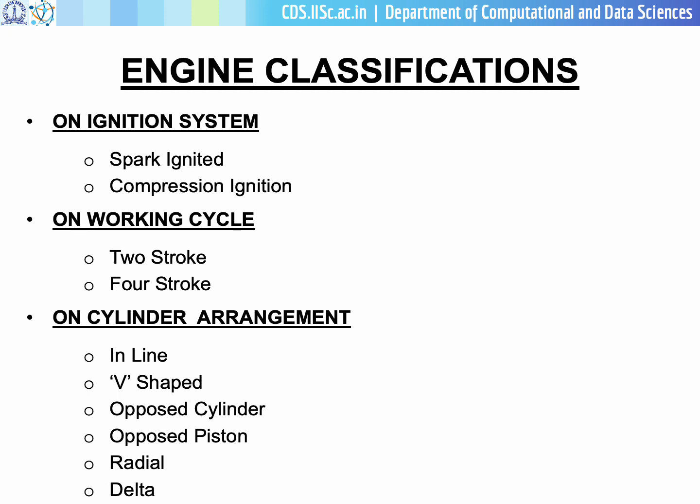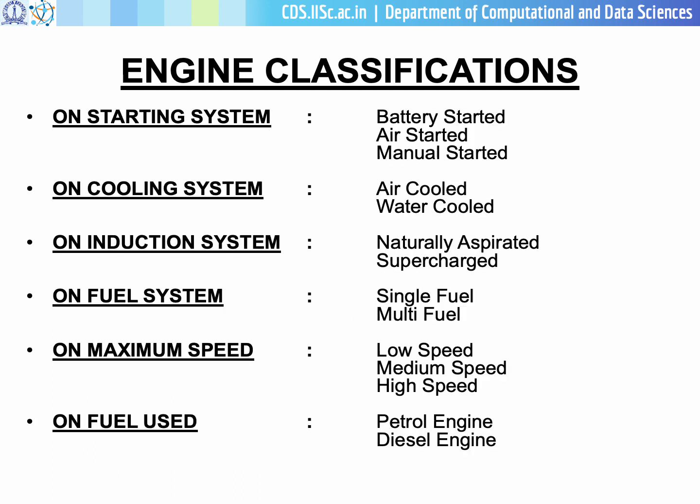Coming on to engine classifications. Engines are classified on the basis of various things. On the basis of ignition system, engines can be classified as spark ignited and compression ignition. On the basis of working cycle, it can be a two-stroke engine or a four-stroke engine. On the basis of the arrangement of the cylinders, it can be an inline engine, V-shaped engine, opposed cylinder engine, opposed piston engine, radial engine, or a delta engine.